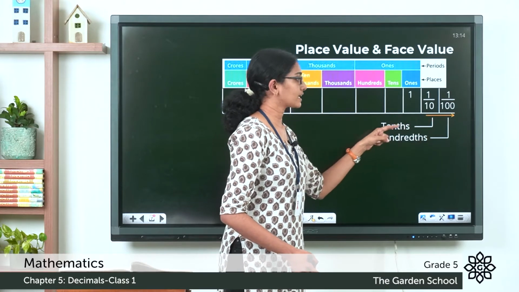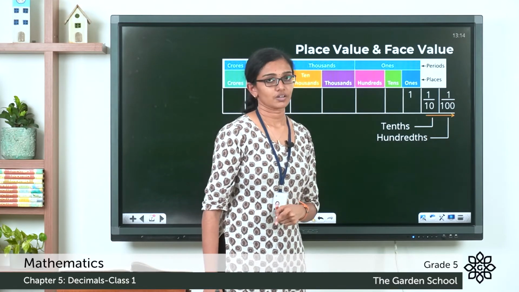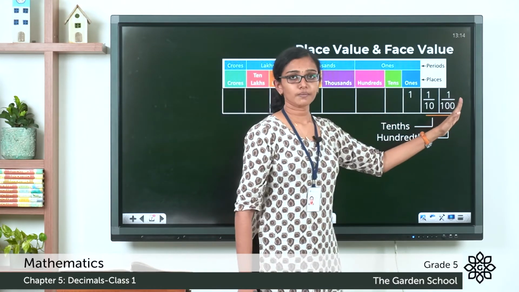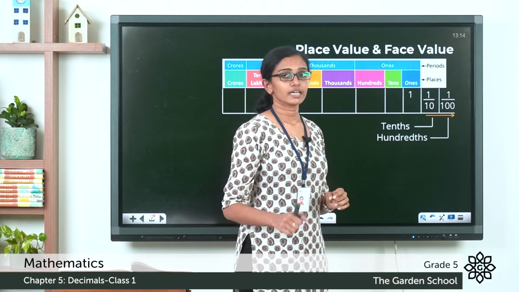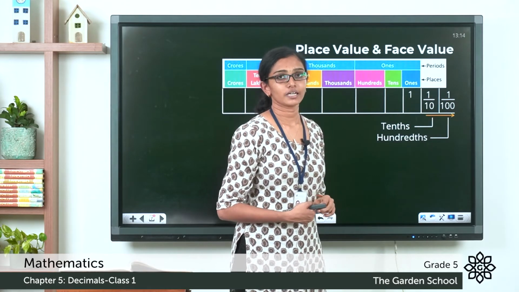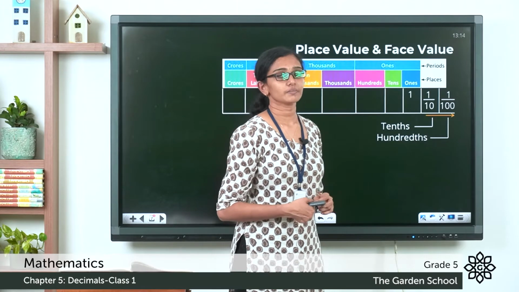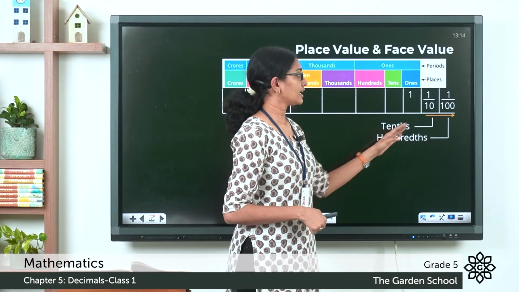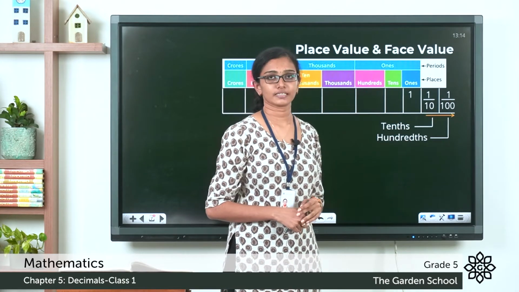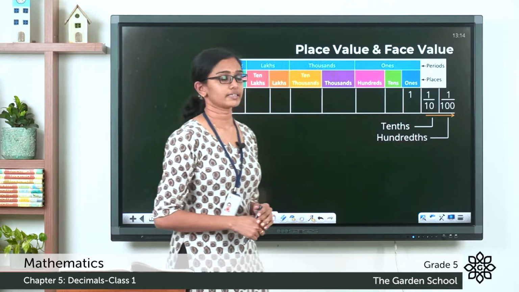And this 1 by 10th is called the tenths. And again, if you keep moving to the right, the value gets again divided by 10 or decreased by 1 by 10th. And there you have the hundredths place. Yeah, and it goes on like that.